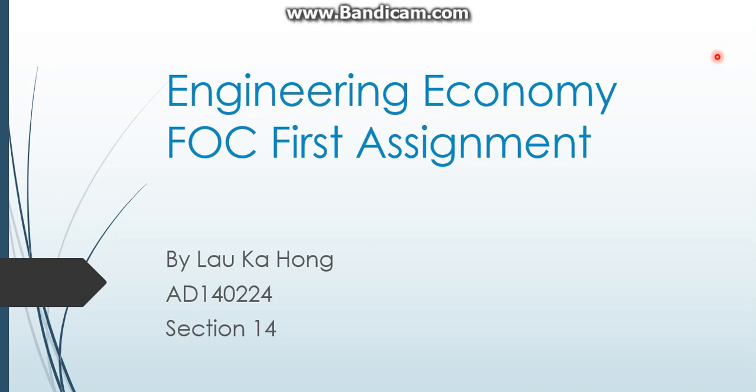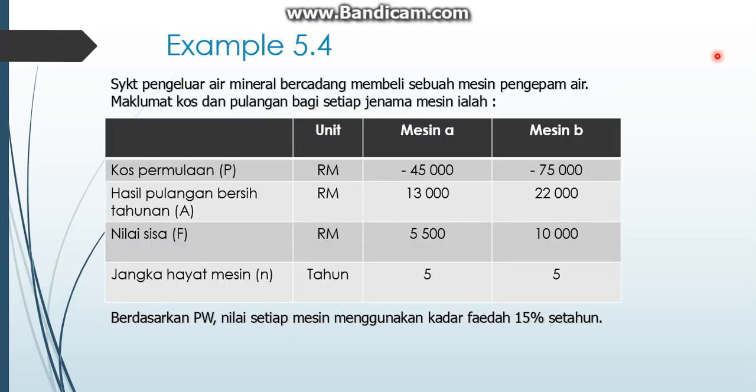AD140224 from section 14. So today I would like to present the Engineering Economy FOC first assignment. For the first assignment, the question that I choose is example 5.4. Example 5.4 gives two machines, machine A and machine B, with two different values. We have to compare and calculate which is the better machine for the company to purchase.